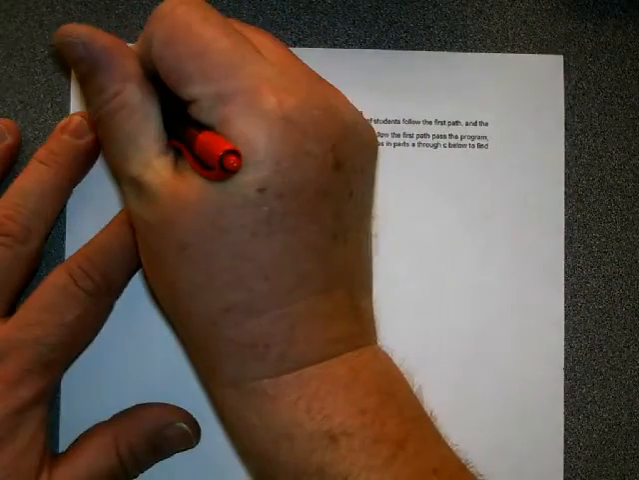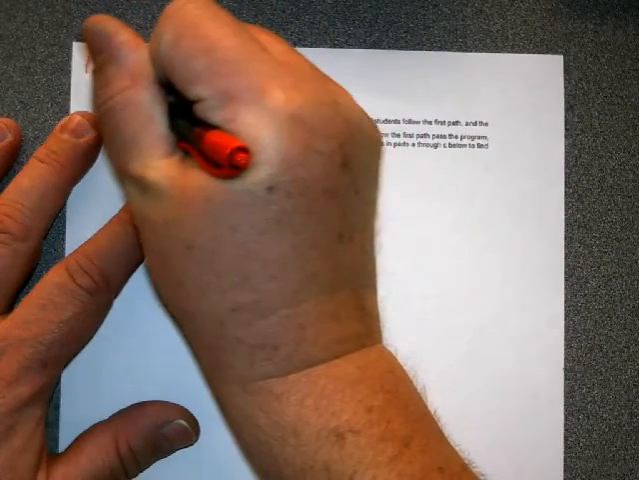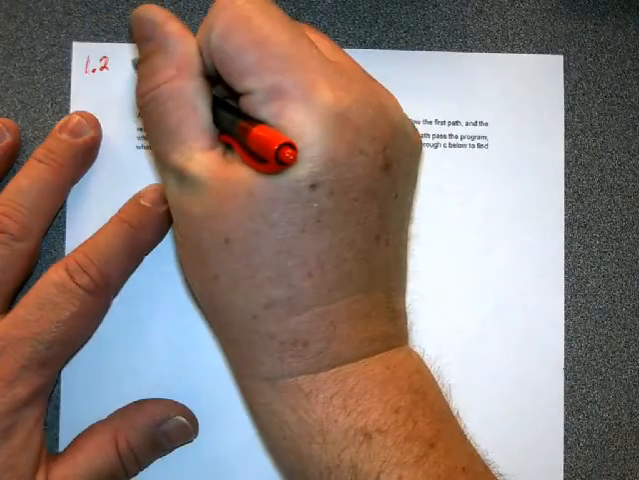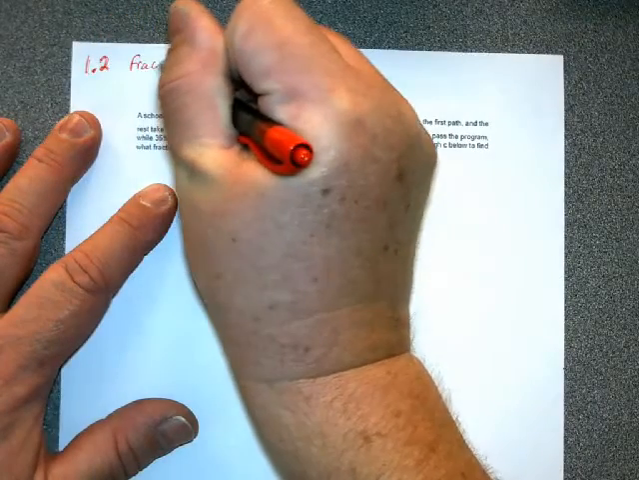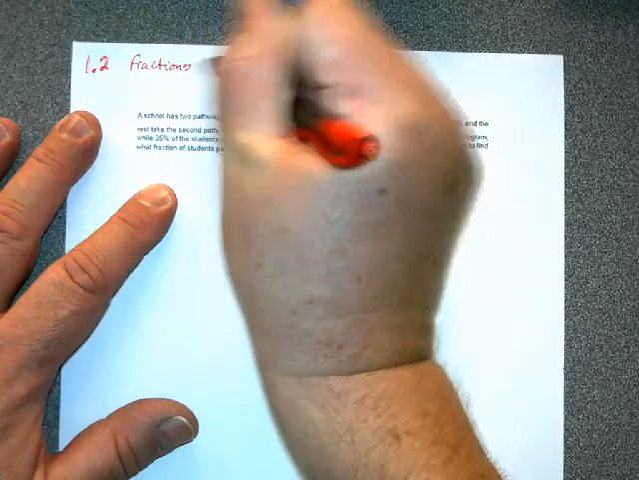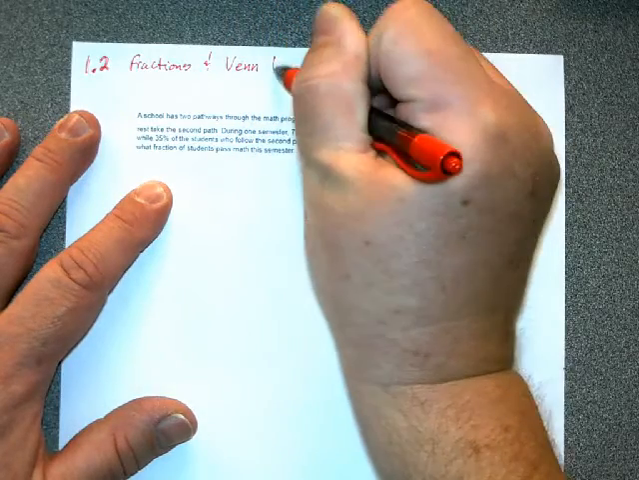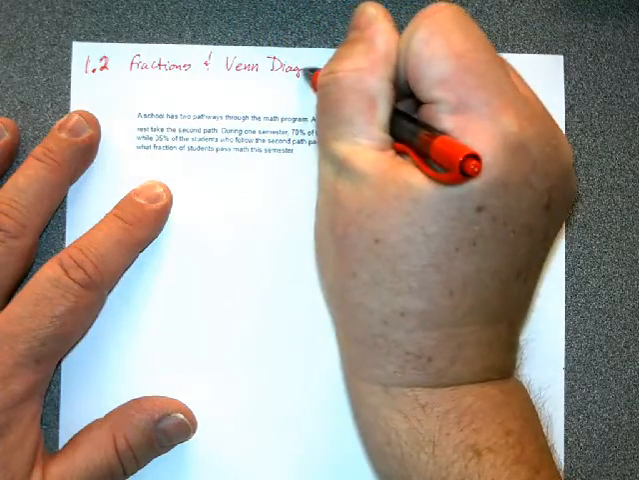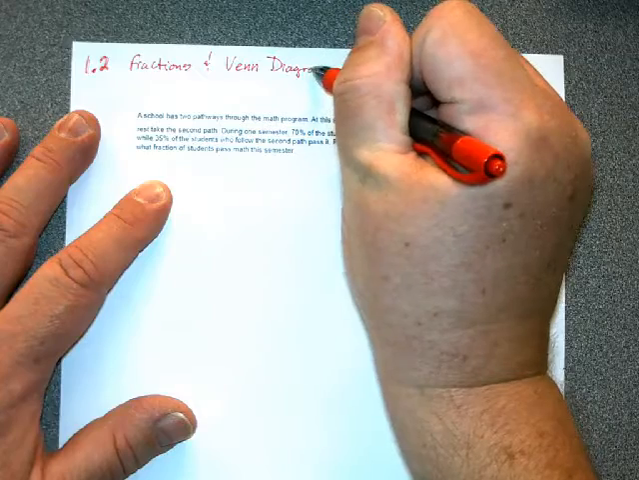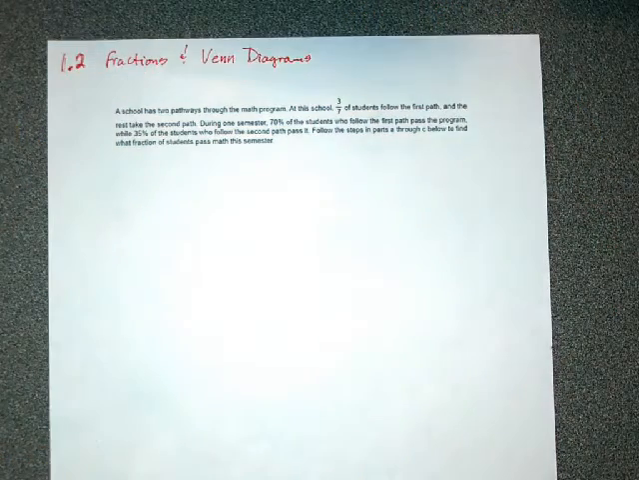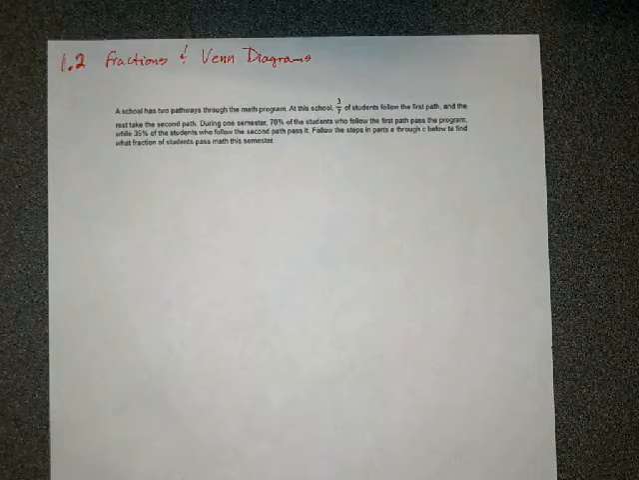Okay, so this is actually 1.2. And I think it was what? Fractions and Venn diagrams? I told Emma, Mr. D, I got you a coffee. Wow. This is gas station coffee, not Starbucks. Okay, so 1.2 is fractions and Venn diagrams.